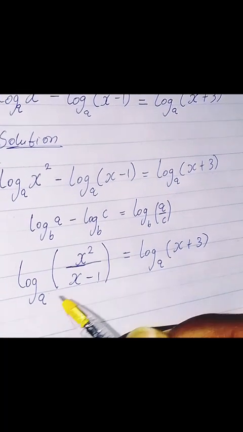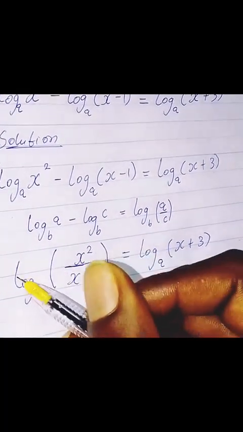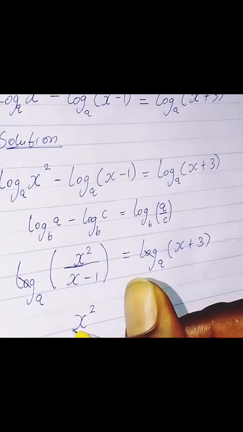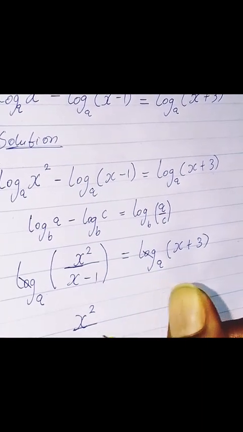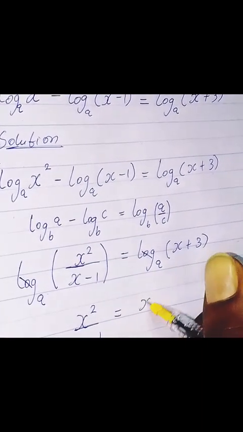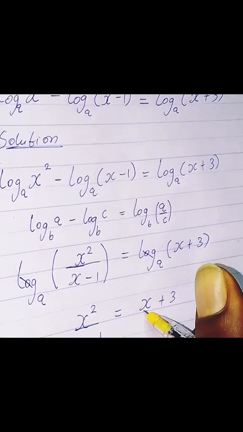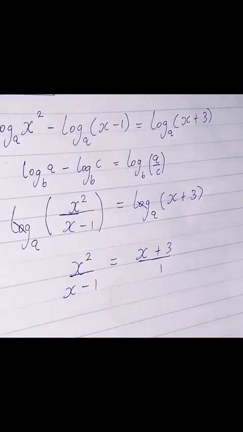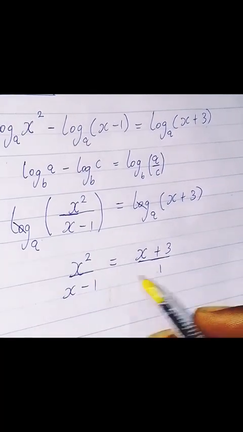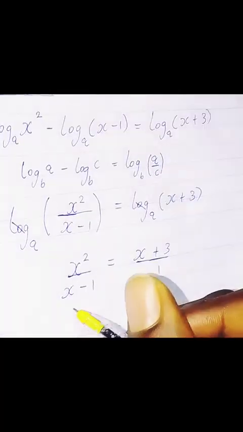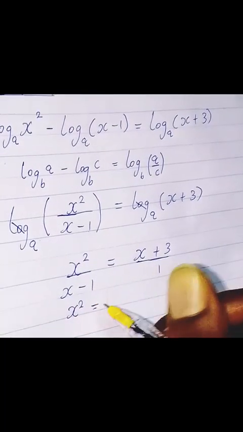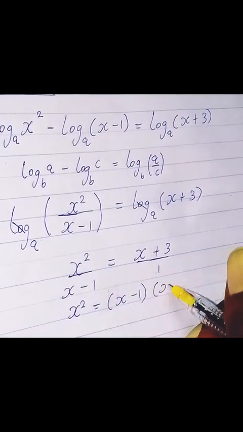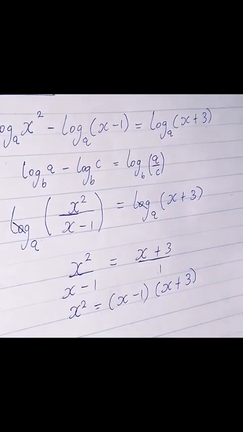Now from this part here, we can say log a can cancel each other. We are leaving x squared over x minus 1 equal to x plus 3. We can support this with over 1. You know, when 1 is dividing a number, nothing is changing. Now we can cross multiply. x squared times 1 is x squared, equal to x minus 1 times x plus 3. So that's what we are talking about.